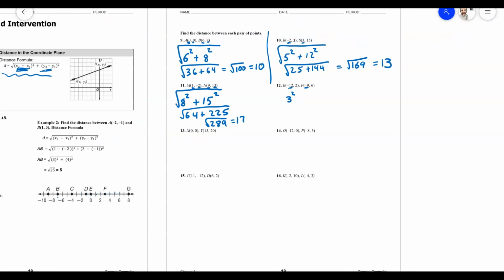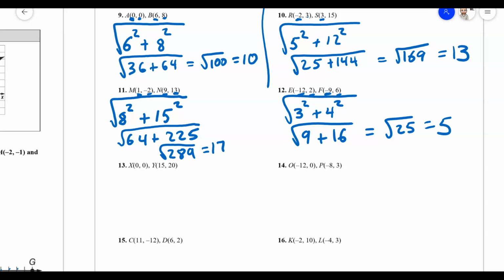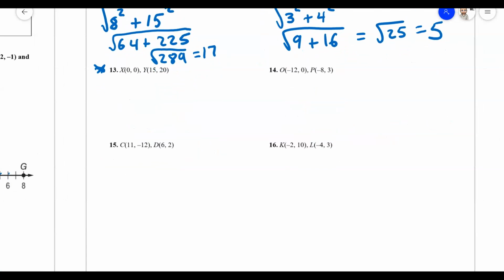From 2 to 6, how far are we going? 2 to 6 is 4. So Pythagorean theorem says to square those and add them together. This is 9 plus 16, and we will take the square root of that. That's just 5. Okay? Try number 13 on your own. And you're going to put your answer in the Edpuzzle question.